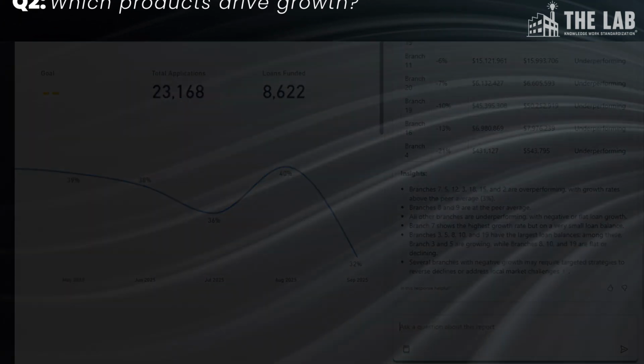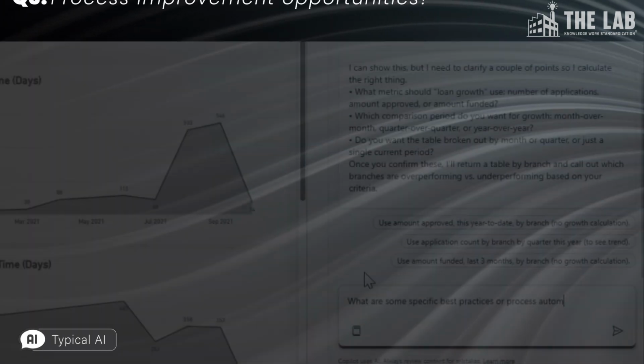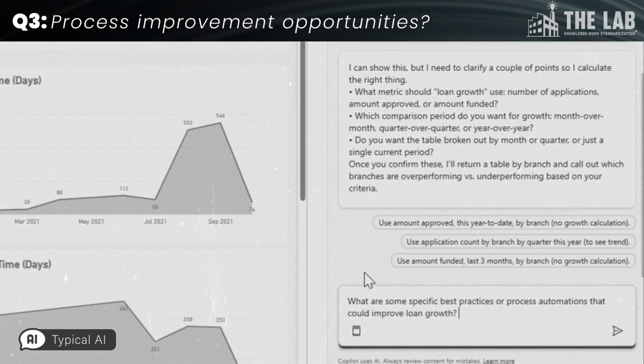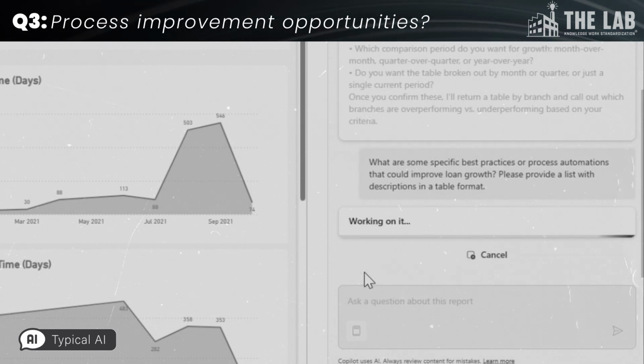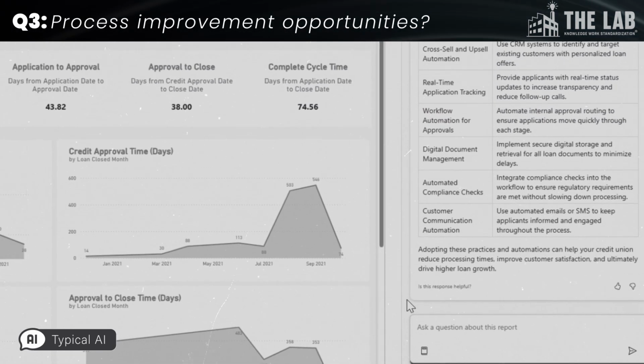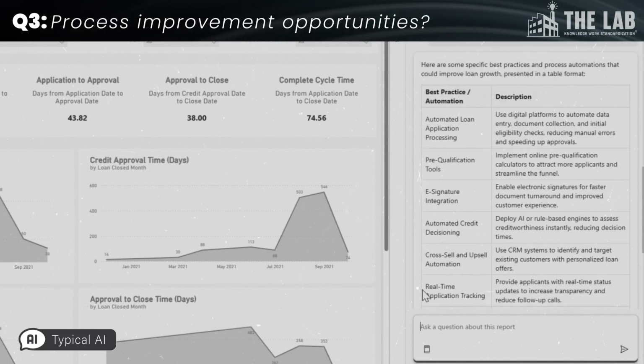Finally, let's figure out how we can take action. Let's ask it, what are some specific best practices or process automations that could improve loan growth? Here's what generic AI spits out. Totally generic advice pulled from the open web.